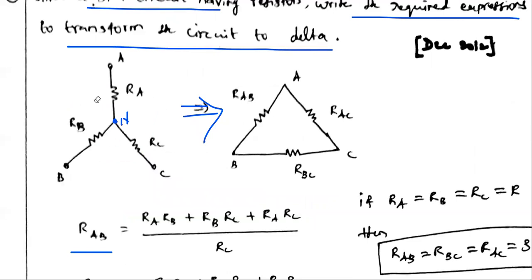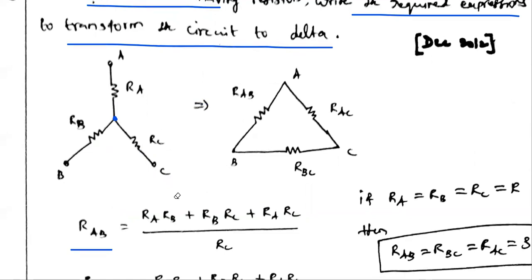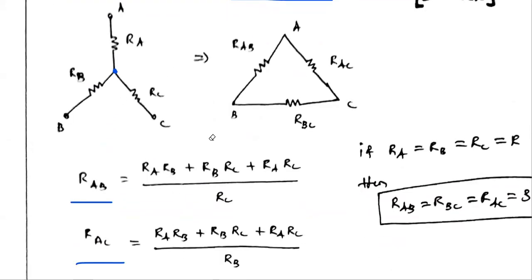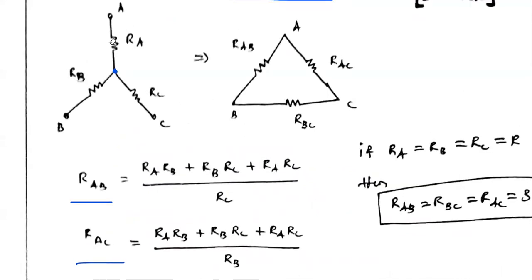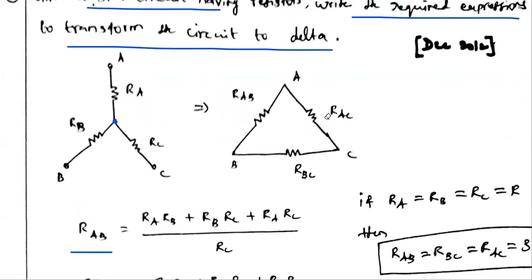So in order to convert delta to star, we use one formula. Similarly, in order to convert star to delta, we use this formula. The two resistances you multiply and add, divided by the opposite resistance. This is said to be the star to delta conversion.